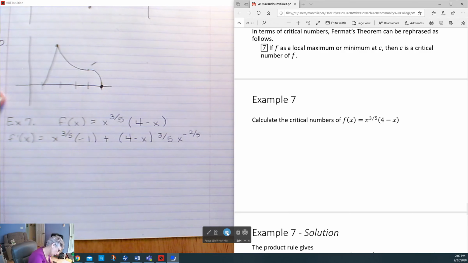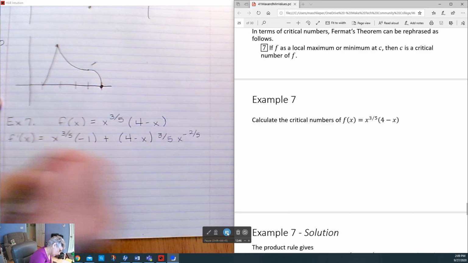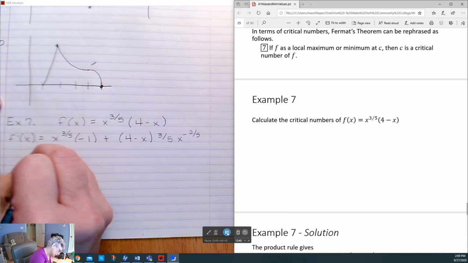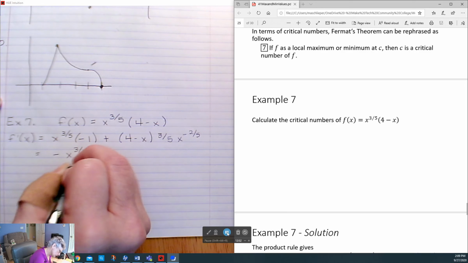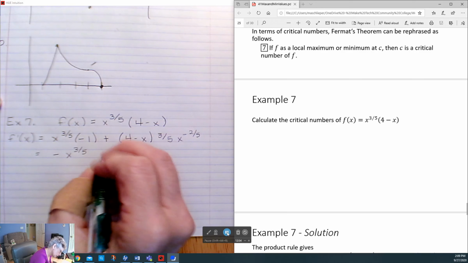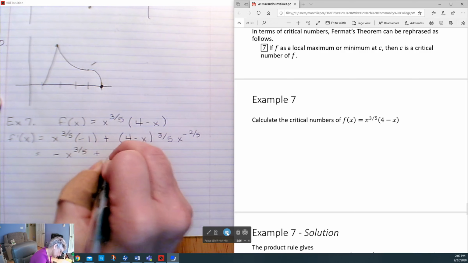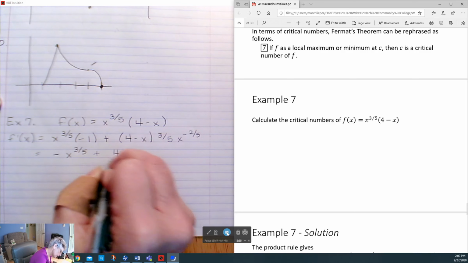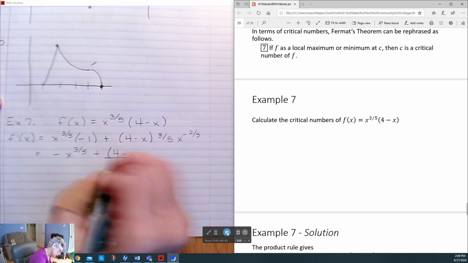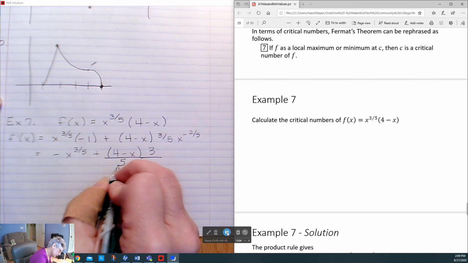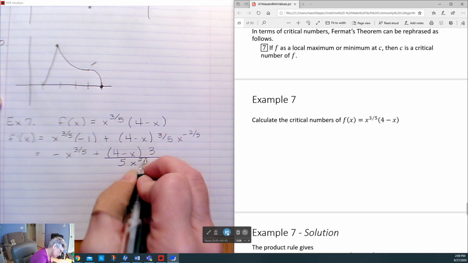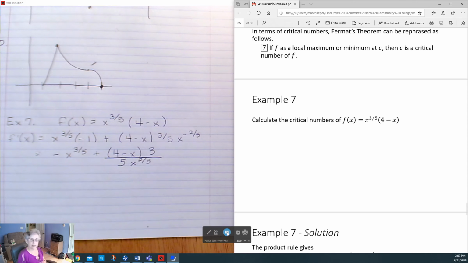Now you can see the whole thing. Now let's simplify this a little bit. I know, on your test, I said don't simplify stuff. Now I'm going to make you simplify stuff. 4 minus x is living on top. Let's see, I have a 3 living on top. I have a 5 living down below. And I have x to the 2/5.